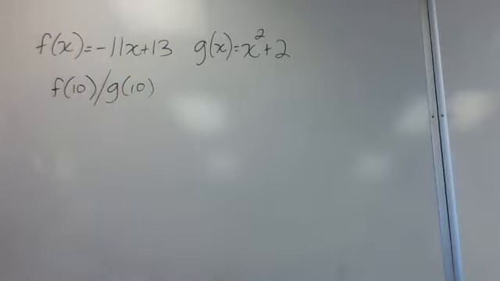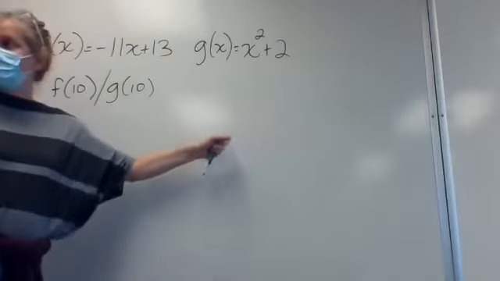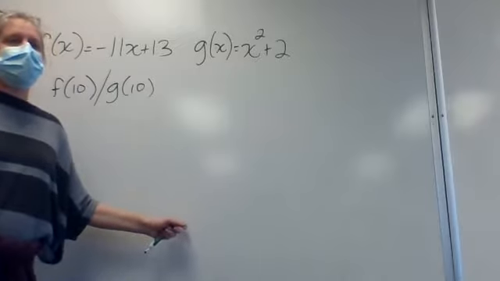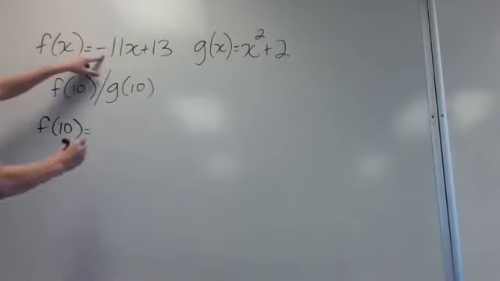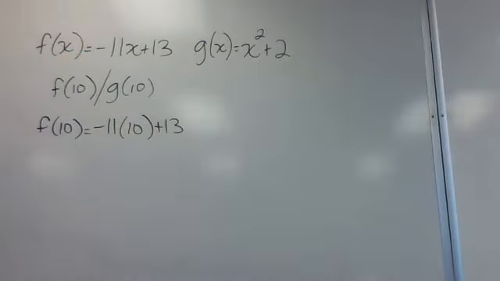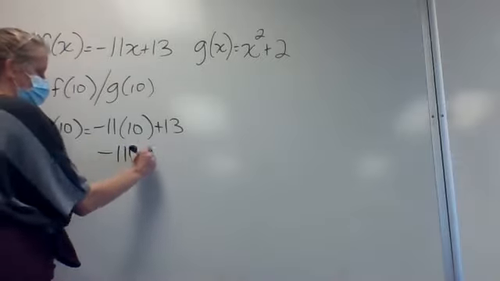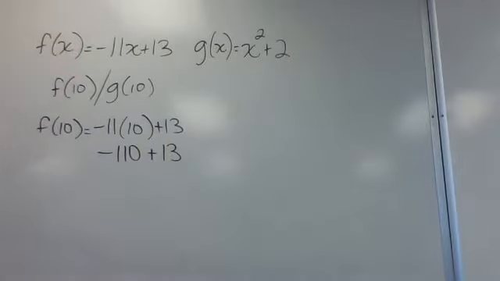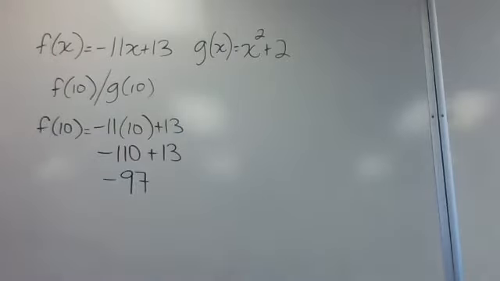Okay, so what I'm going to do is find f of 10 and g of 10, and then put my f answer over my g answer and reduce that number if possible. So f of 10 gives me negative 11 times 10 plus 13. Negative 11 times 10 is negative 110 plus 13. What does that give me? Negative 97.